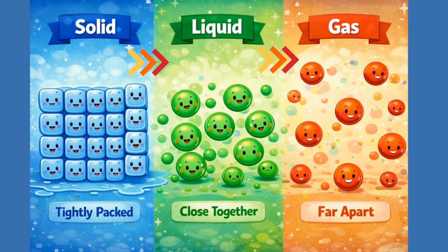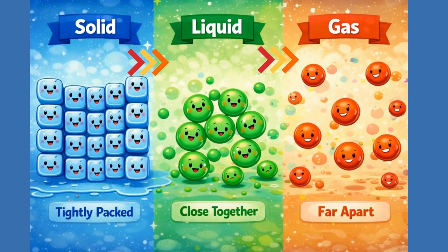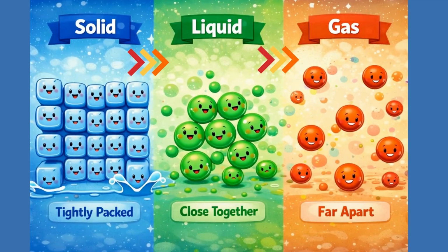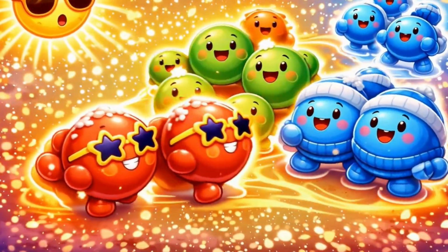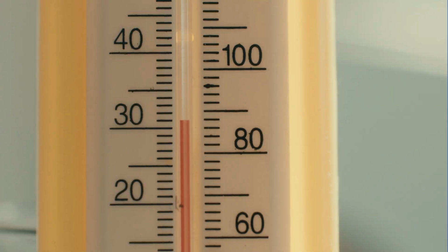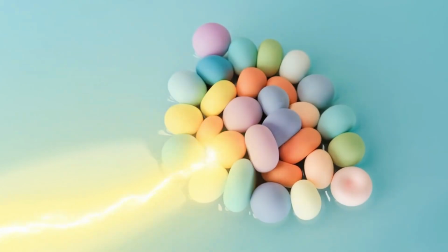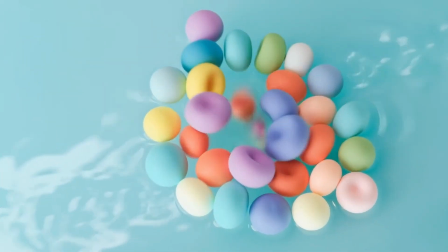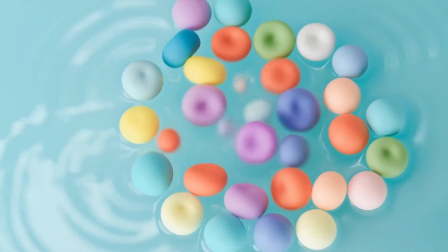Now here's the cool part. Did you know that matter can change from one state to another? So what makes matter change? The answer is energy, especially heat. When you add heat, particles get more energy. When the particles get more energy, they move faster. The faster they move around, the more they spread out.